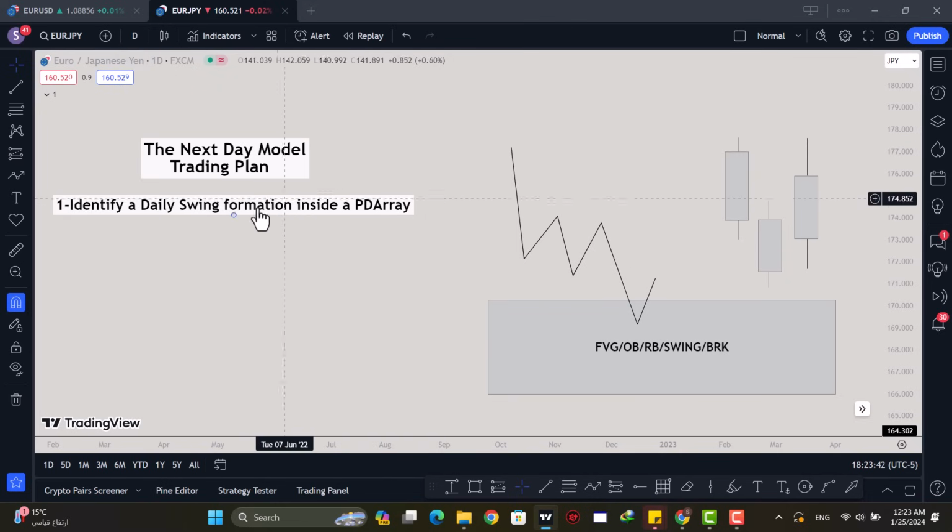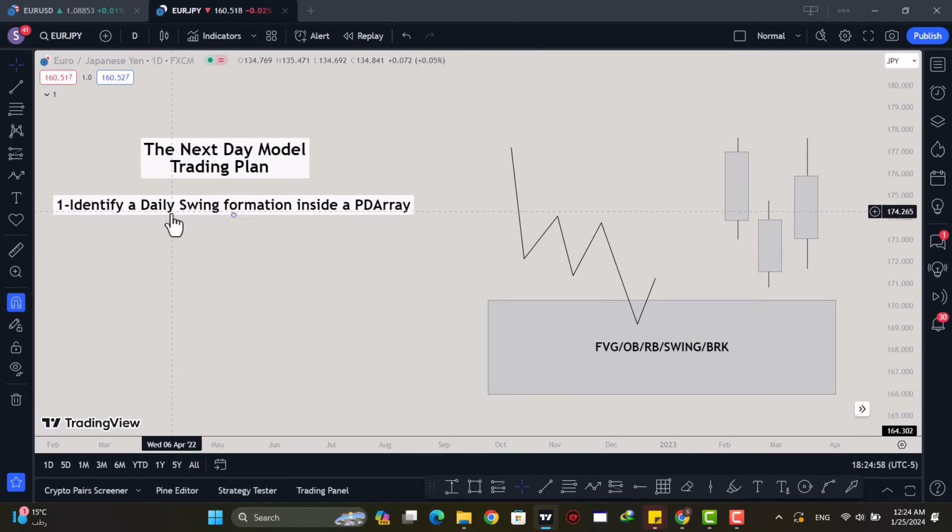A daily swing formation is something like this. You have a candle in the middle, so it is basically a 3 candle formation. The candle on the left is higher than the middle one, and the candle on the right is higher than the middle one. So this is a swing formation. And you need to identify this swing on the daily, meaning the daily time frame.